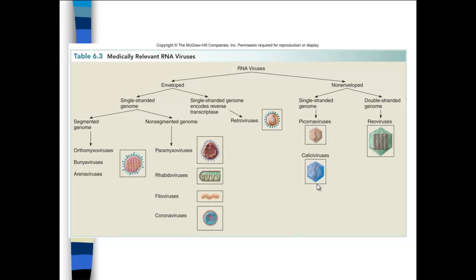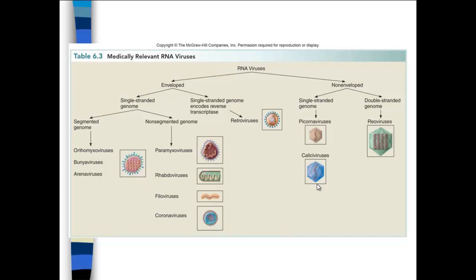It's called a retrovirus. This single-stranded genome encodes reverse transcriptase, so this retrovirus can actually make DNA from its RNA, and the DNA can integrate into the host genome. This is medically relevant because it includes HIV. HIV is a retrovirus. HIV can integrate into the human genome and can be carried forever.